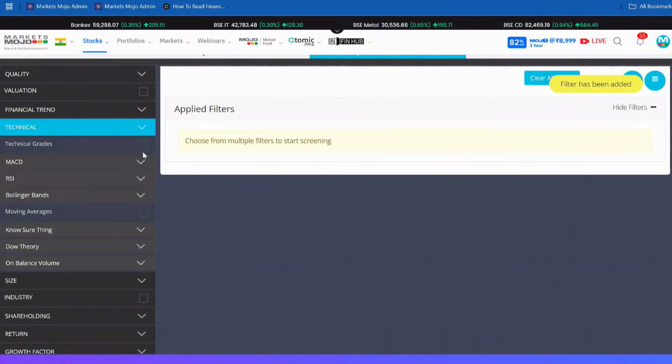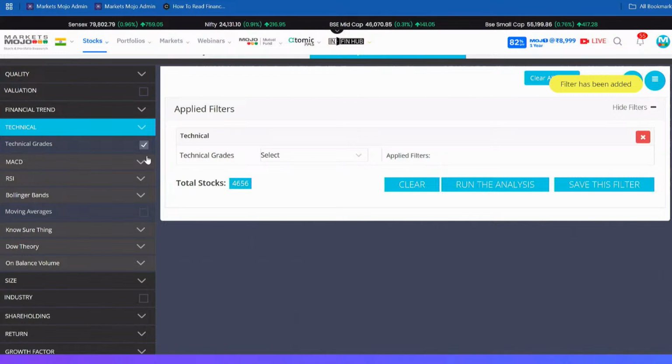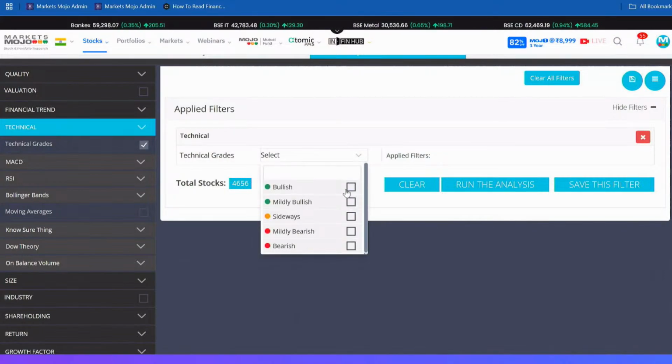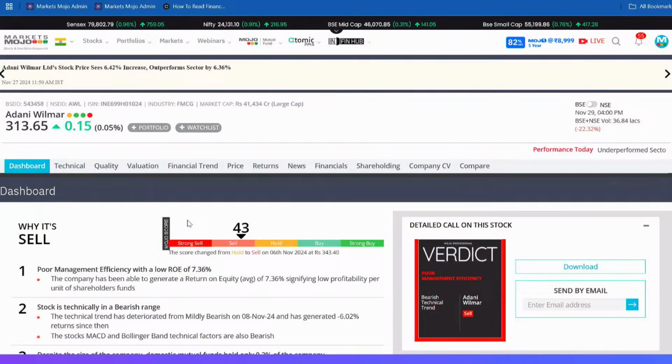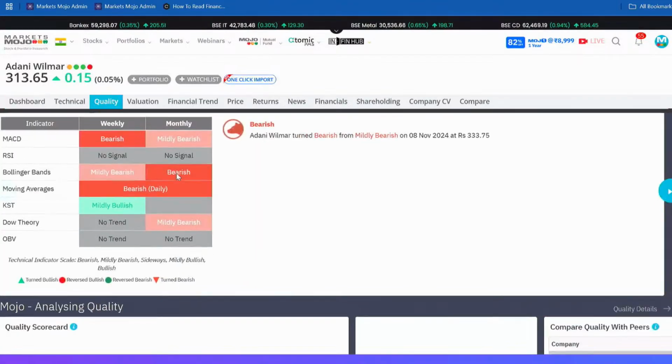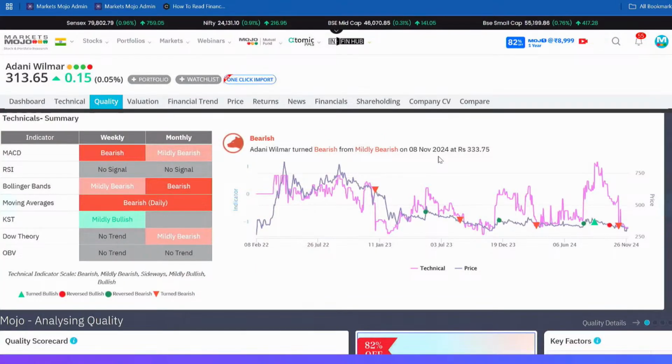If you look at the technicals over here, we have technical grades for today's period. We don't have technical grades for, let's say, what the technical grade was previously and what it is today. So we just have the technical grade as of today. So it's not possible for you to see when the technical is turning. If you go to one particular stock, let's say Adani Wilmar over here, you can find out if the technical has turned and what date it has turned. So Adani turned bearish from mildly bearish, so it's actually going further below. So yes, we don't have it currently on the website, but I will make a note of that and see if we can push it.